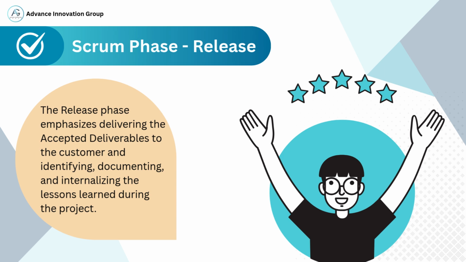There are two key processes in this phase. 11.1 Demonstrate and Validate Sprint. This process ensures that the deliverables created during the sprint meet the required quality standards and are accepted by stakeholders.